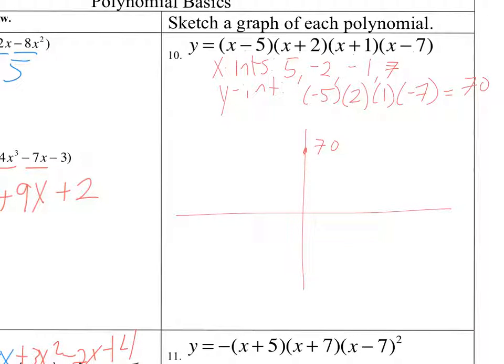I'm just going to mark that to show where that is. I need +5, 1, 2, 3, 4, 5. I need -2, 1, 2, -1, and +7, 5, 6, 7.